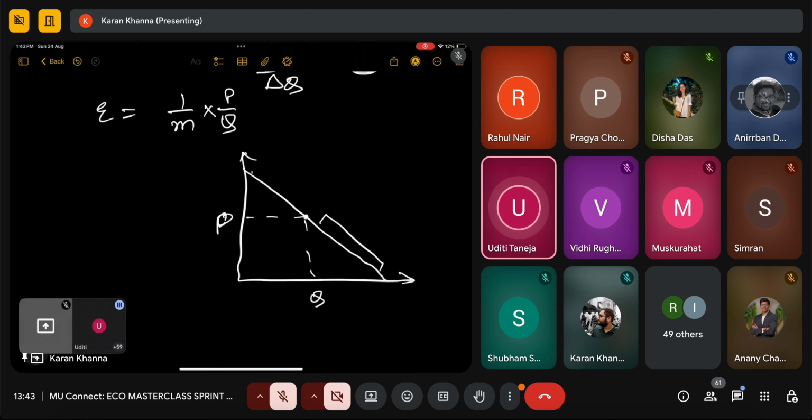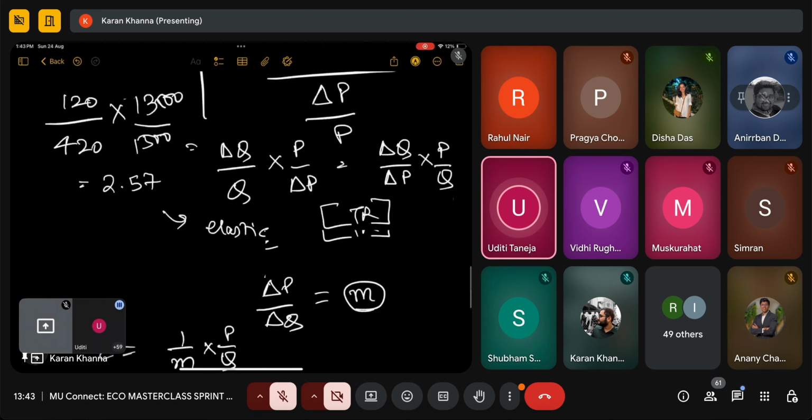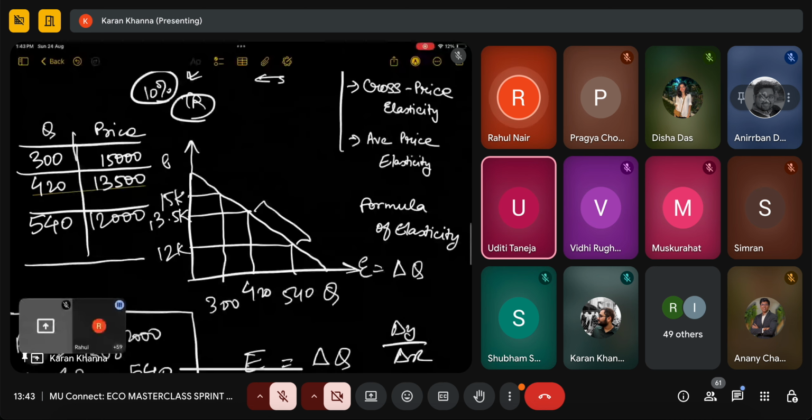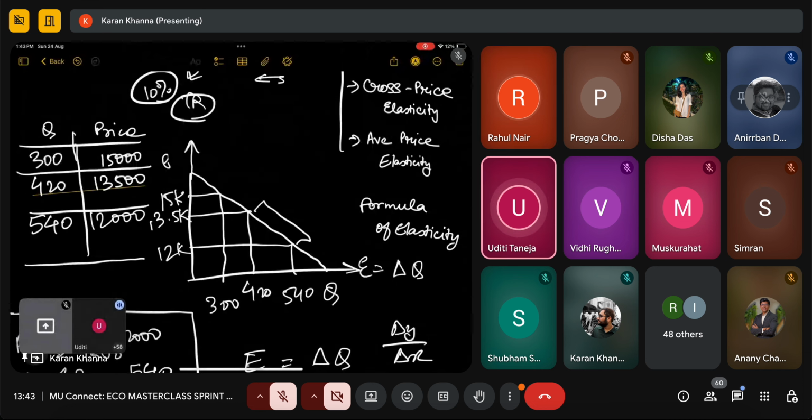Rahul, I just have one doubt. Am I audible? Yeah, you're audible now. In the example, which all points did we take elasticity for? No, I just took the first 2 points. You can also look at the other points and find out. So will the elasticity be the same across all the points, or will it vary?